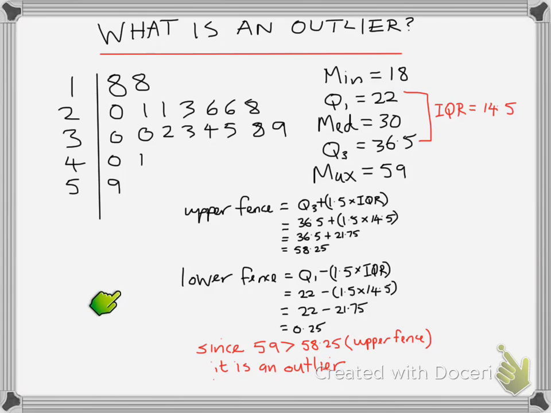We also check the lower fence, and looking at the smallest value here, we have 18 as our smallest value over here, and since our lower fence is 0.25, well, we're well above that, so that 18 is not going to be an outlier.